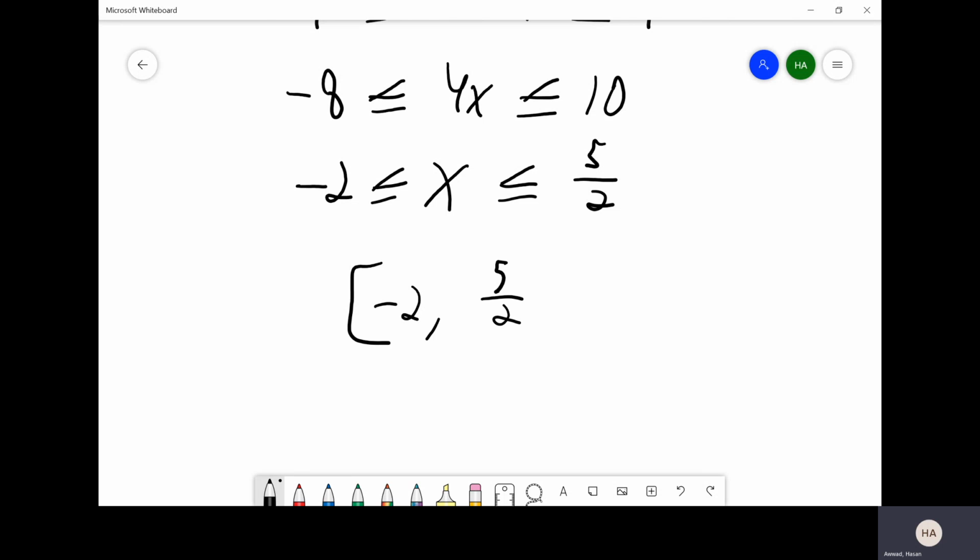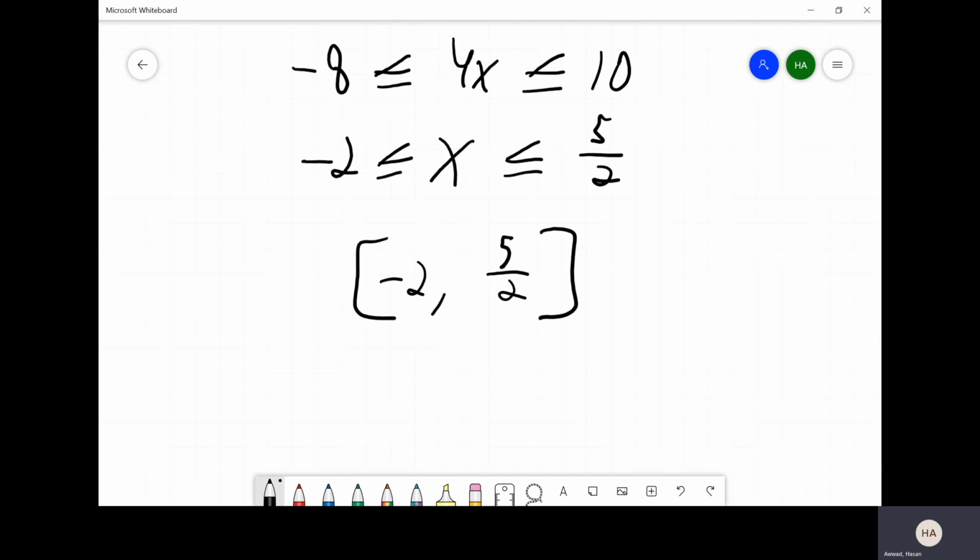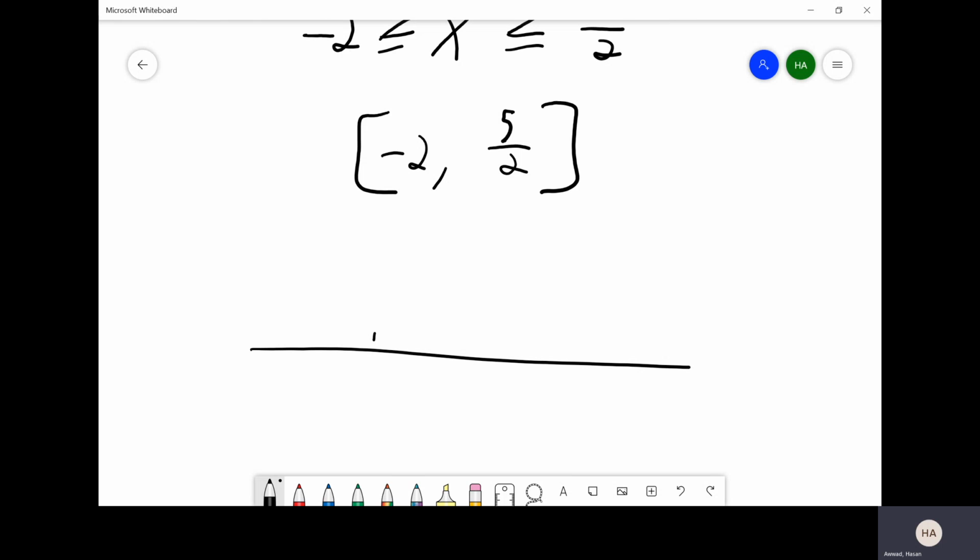I'm just going to leave it as 5/2 because I know it's 2.5. So -2 to 5/2. And we're going to plot this on our number line. We put -2 here, we put 5/2 here, and we know from -2 to 5/2, this entire interval is going to work. So we shade in this region. We know that because we're including the endpoints, we fill in our circles, right?